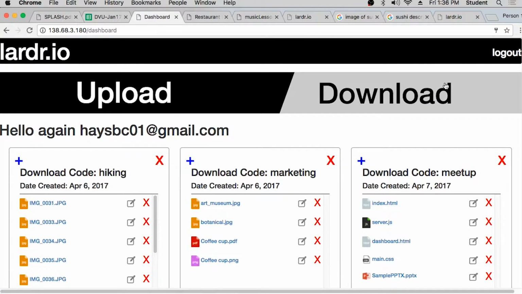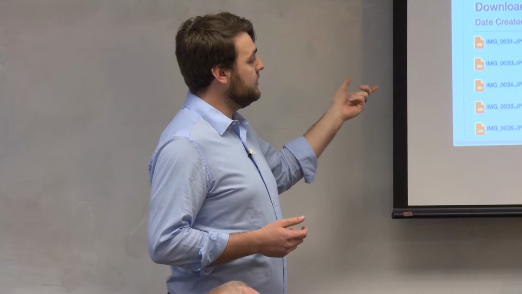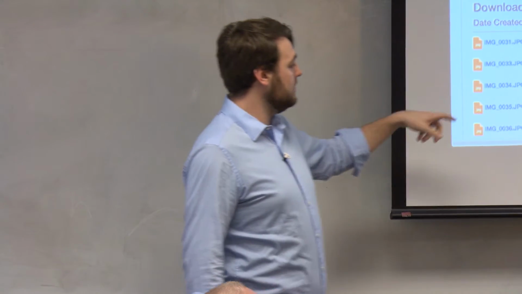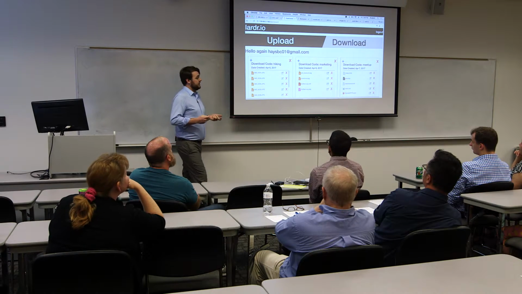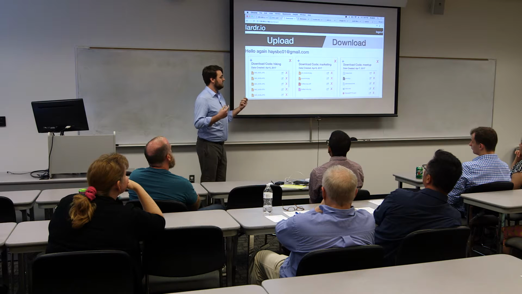So I've already uploaded some things. This is a great look at the different types of things you can do. Let's say you were out with your friends this weekend taking a hike. You were the only one that remembered your camera. Not a problem. You get home, you upload all those pictures that you guys took on your hike, and put the download code hiking. Now your friends can go on here, input that download code, view all your files, and download them so they have them on their computer. Let's say you do some marketing work with some clients.